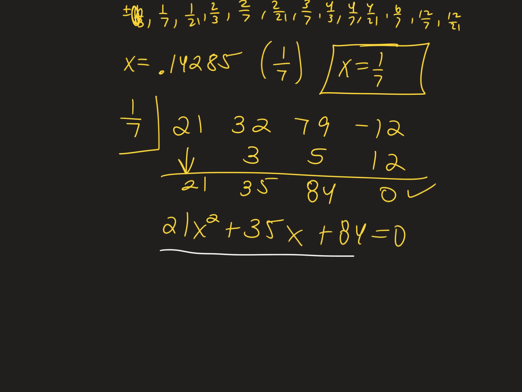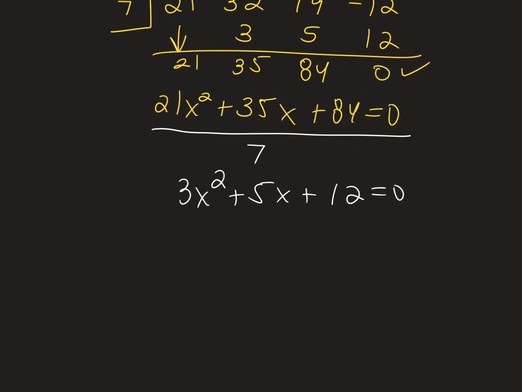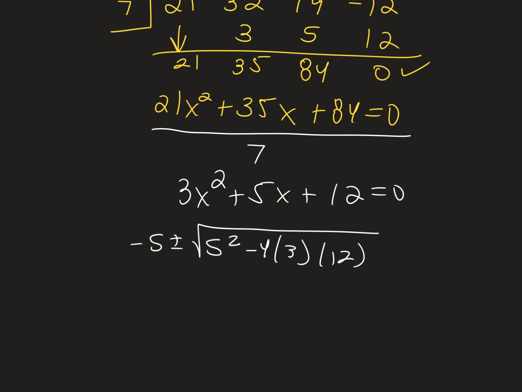What would I suggest that you do? I'm going to divide everything by 7 because I want my numbers to be smaller. So this is really 3x squared plus 5x plus what? Perfect. Equals 0. Now use your quadratic formula. I have negative 5 plus minus 5 squared minus 4 times 3 times 12, correct? All over 2 times 3.